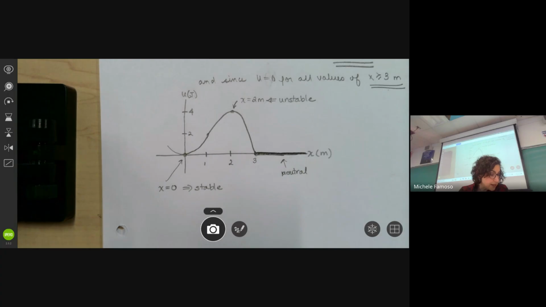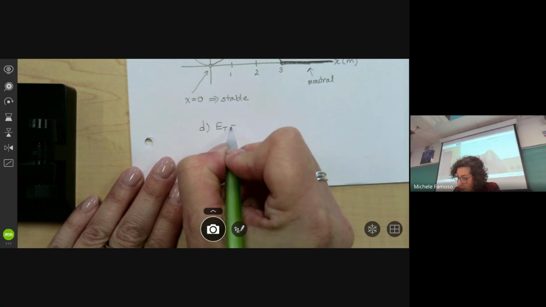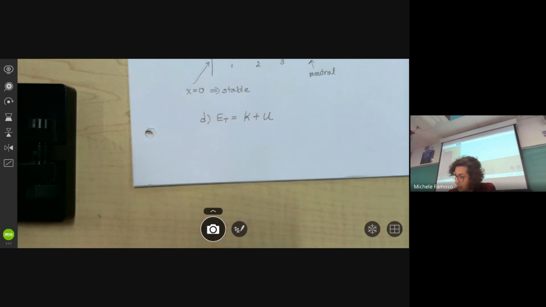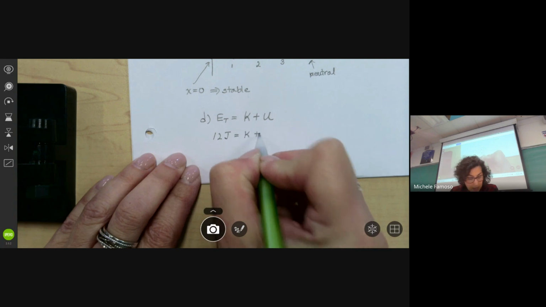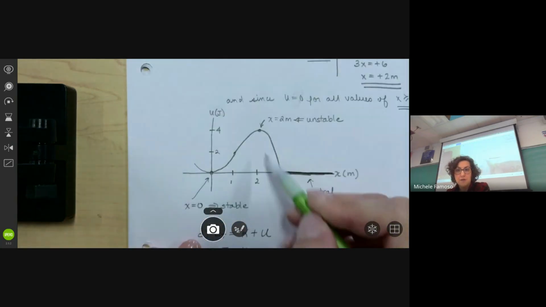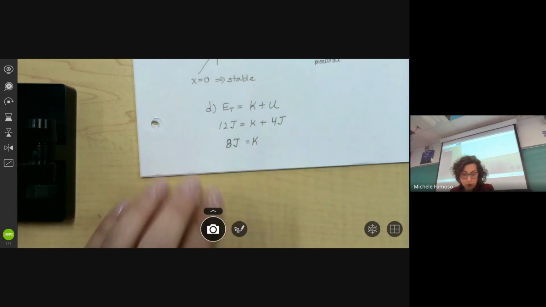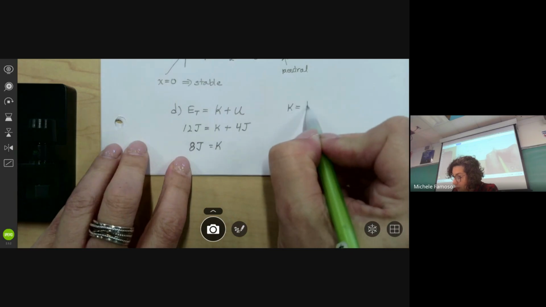Then in part D, it says, if the total energy of the particle is 12 joules, what is its speed at 2 meters? Well, remember that total energy is made up of kinetic and potential energy. They're telling you that the total energy is 12 joules. And I know that when I am at 2 meters, I can evaluate my potential energy is 4 joules. So that means I have 8 joules of kinetic energy. Now that I have 8 joules of kinetic energy, I can get my speed.